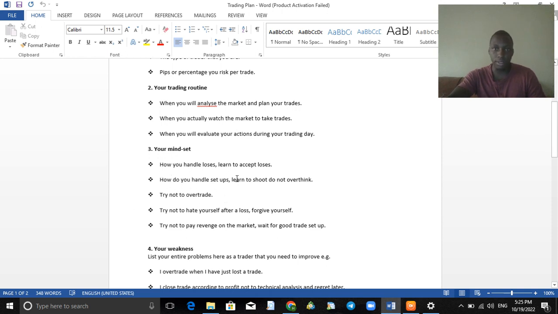How do you handle setups? Learn to not overthink. Now, this is another problem for most traders. You have a clear setup, but you fear to enter a trade. At that period, you might fear to enter a trade and you haven't analyzed your fundamental calendar, and by the time you react to click a sell or a buy, news can be released. After the news is released, you find the setup has just spiked, but you didn't react.